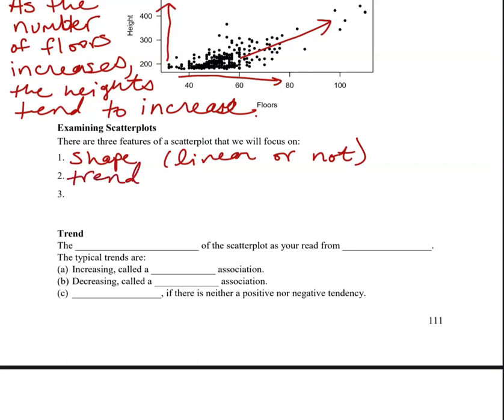The trend, so is it positive or negative or no trend? And the strength of the trend. How strong is that relationship? In some graphs, you'll see that the points are very, very close together, and other graphs you'll see that the points are very spread out, and that tells us about the strength.